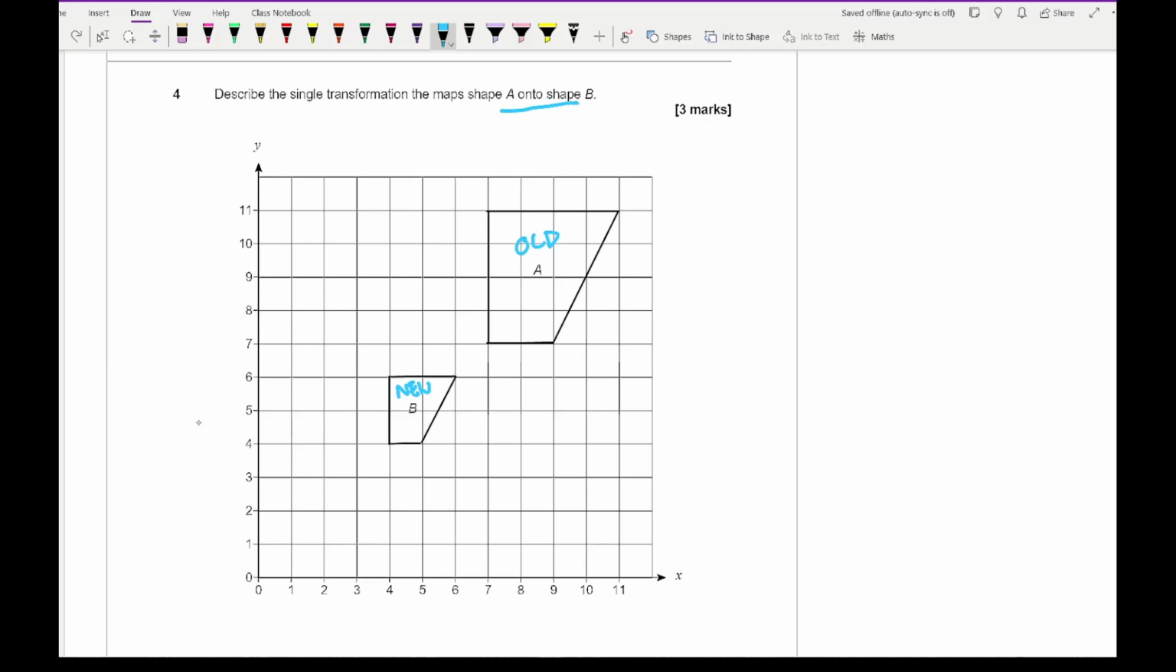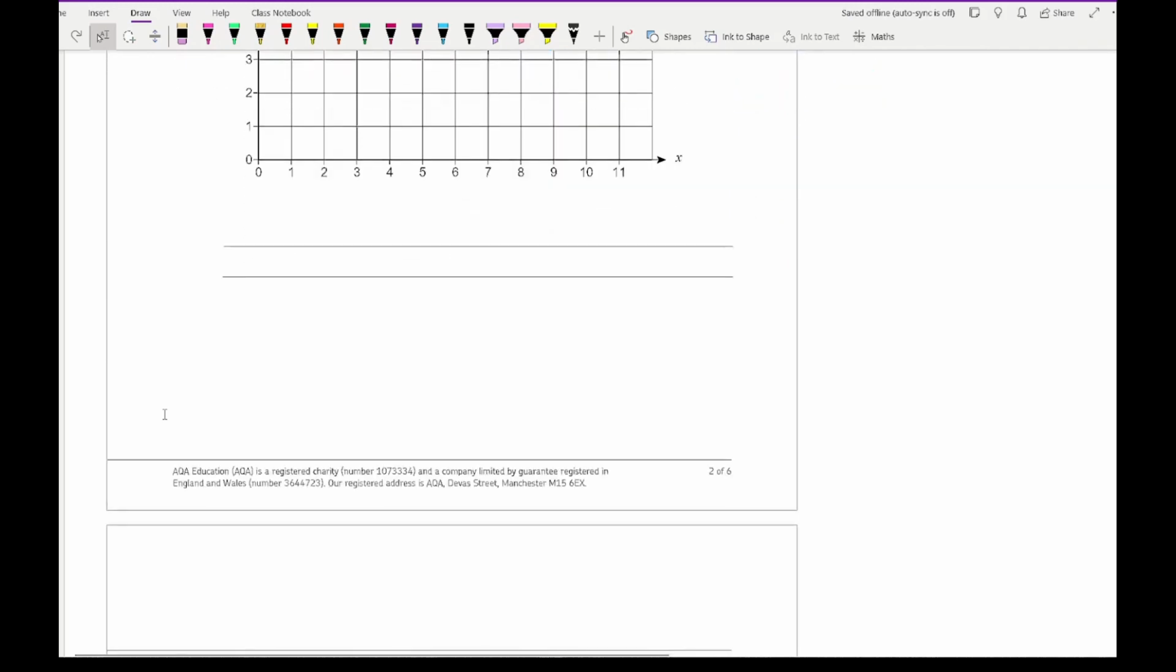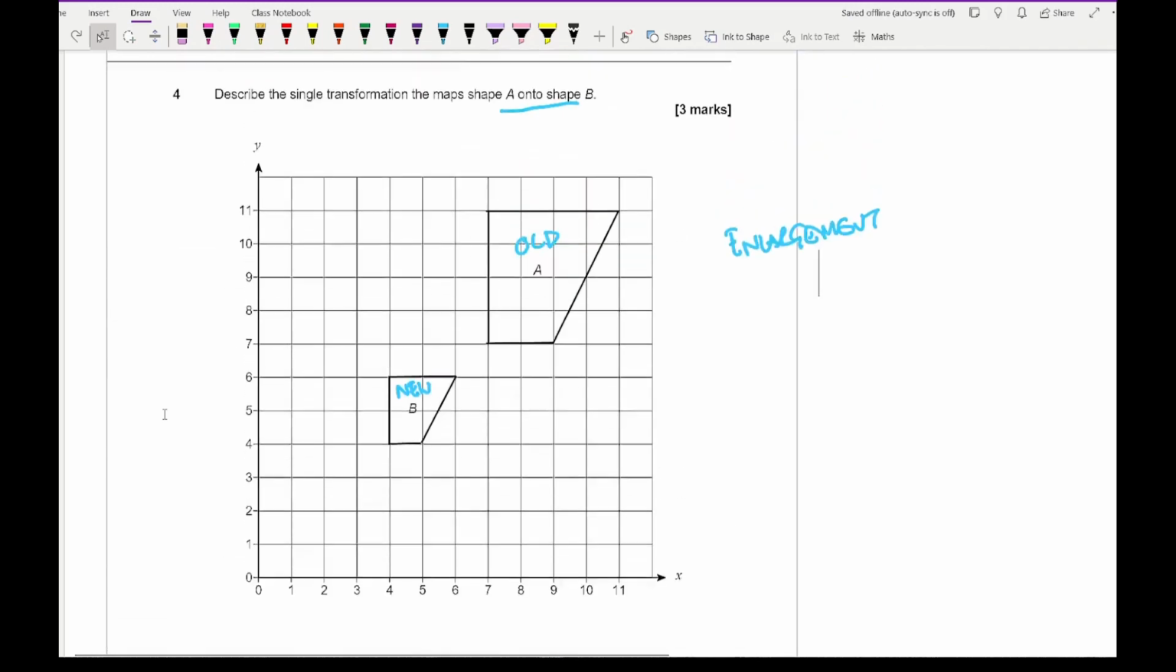Now as you can see, A has physically changed shape from B, so therefore it is going to be an enlargement. And that should be your very first thing you do, is basically pick which transformation it's going to be. It's worth 3 marks. So what I then need to do is go into the 2 criteria of what I need to mention when I describe an enlargement, and that is going to be the scale factor and also a centre of enlargement.